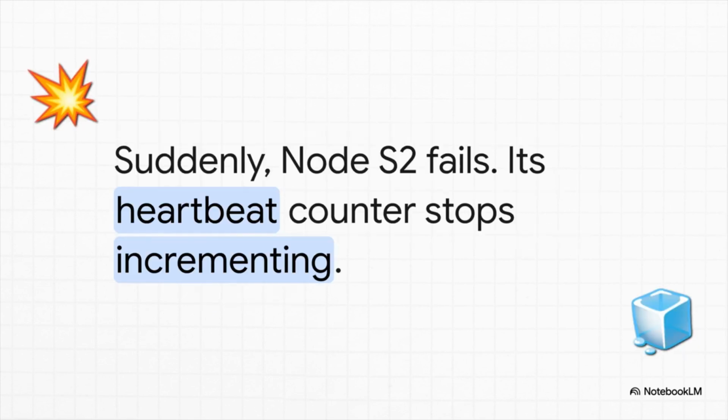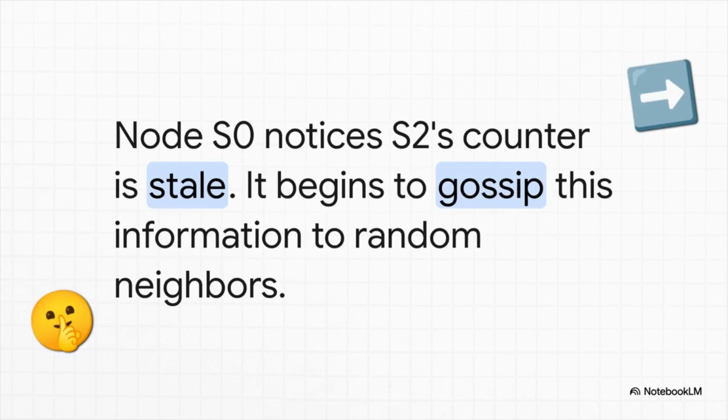And then it happens. Out of nowhere, Node S2 just silently crashes. It stops doing any work, and this is the crucial part, its heartbeat counter freezes. It's stuck. Now the other nodes in the network have no idea this has happened. Not yet anyway. Now watch this.